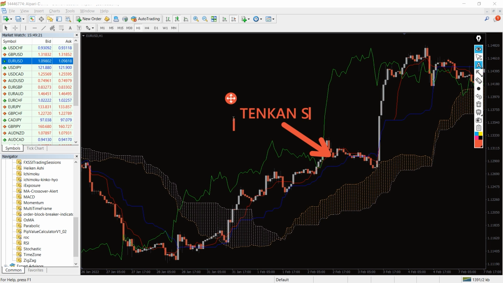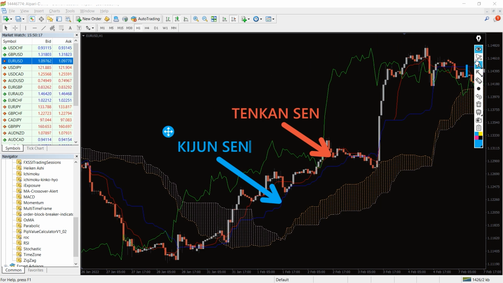First, Tenkan Sen. The Tenkan Sen is the red line of Ichimoku. It is calculated by averaging the sum of the highest high and lowest low prices in the past 9 periods. Another name of Tenkan Sen is the conversion line. Kijun Sen. Similar to the Tenkan Sen, Kijun Sen, the baseline, is calculated by averaging the highest high and lowest low prices, only that the scope is the last 26 periods.